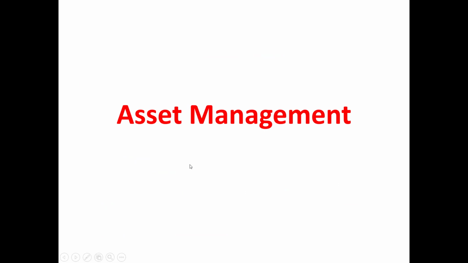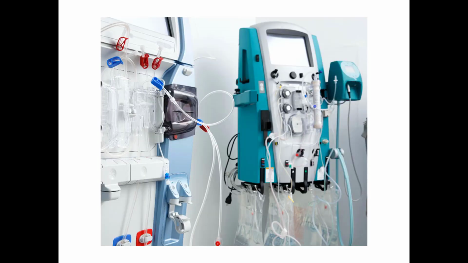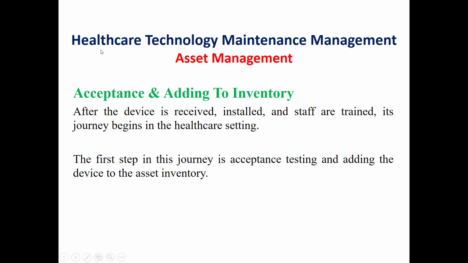So till now we have talked about the first element of an active management program, which is safety. Then we talked about the effectiveness and regulatory requirements. Now we'll talk about the fourth element or component, which is the asset management. There are many activities in the asset management element.